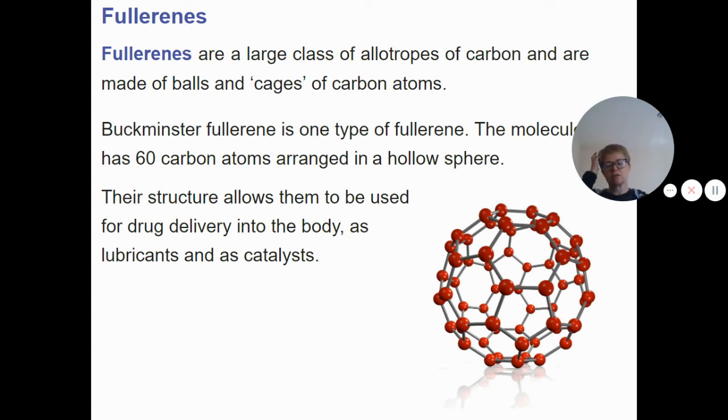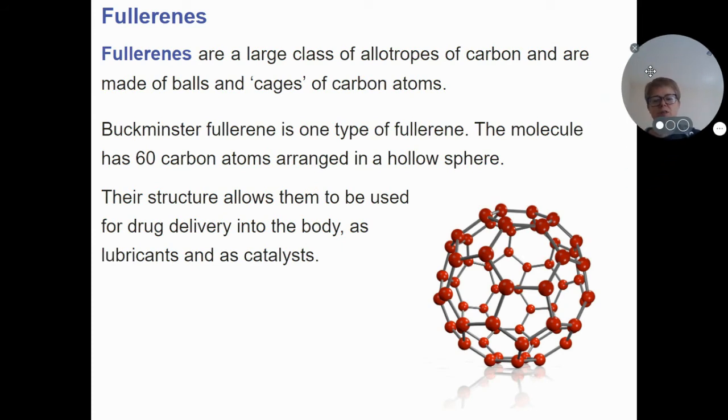And fullerenes now. So fullerenes are a large class of allotropes of carbon and are made of balls and cages of carbon atoms. Buckminster fullerene is one type of fullerene. The molecule has 60 carbon atoms arranged in a hollow sphere, and their structure allows them to be used for drug delivery into the body, as lubricants and catalysts. Though this is really modern scientific development. It's only in the last few years that we've started to use these fullerenes in these ways. So again, pause here.